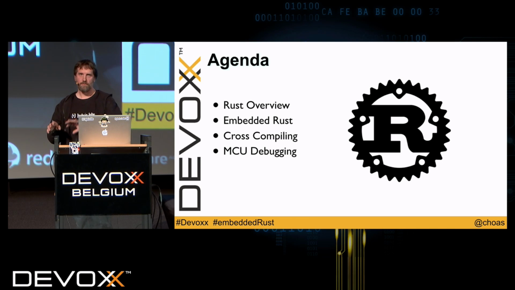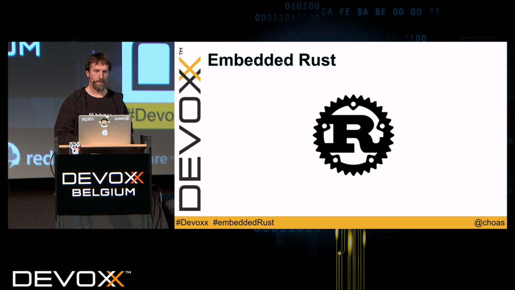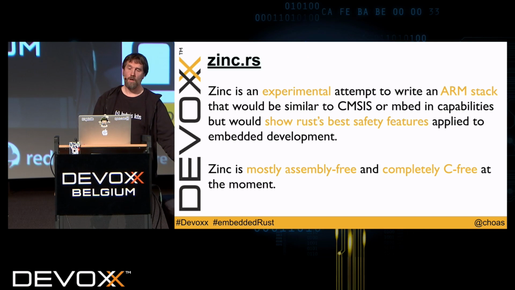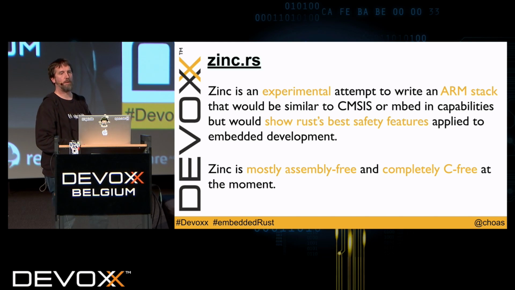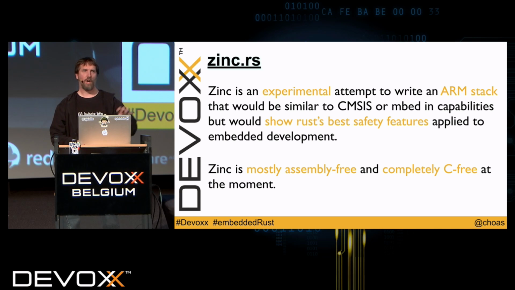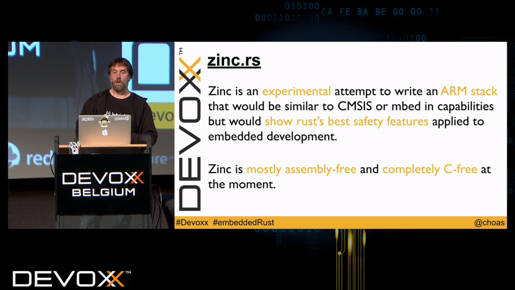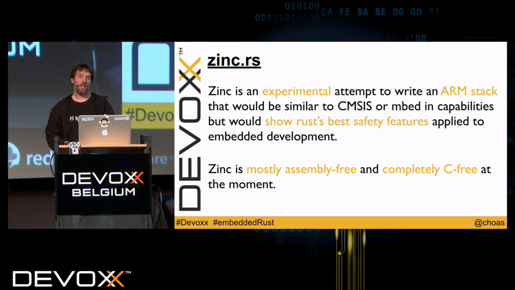Okay, now going to the embedded Rust part. I found a project on GitHub. It's Sync. It's an experimental project at the moment. It's for the ARM processor. It shows Rust's best safety features. It's mostly assembler-free and completely C-free.